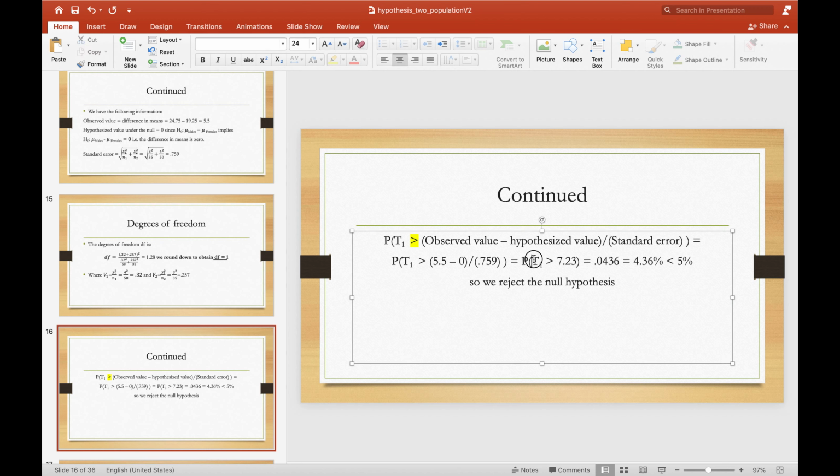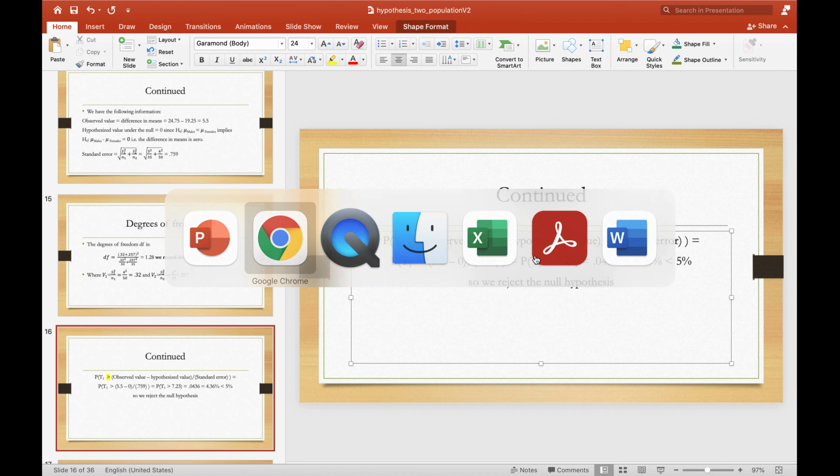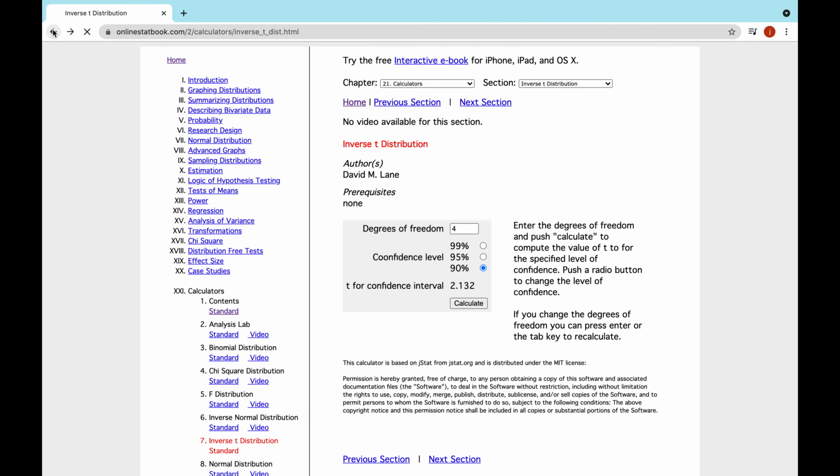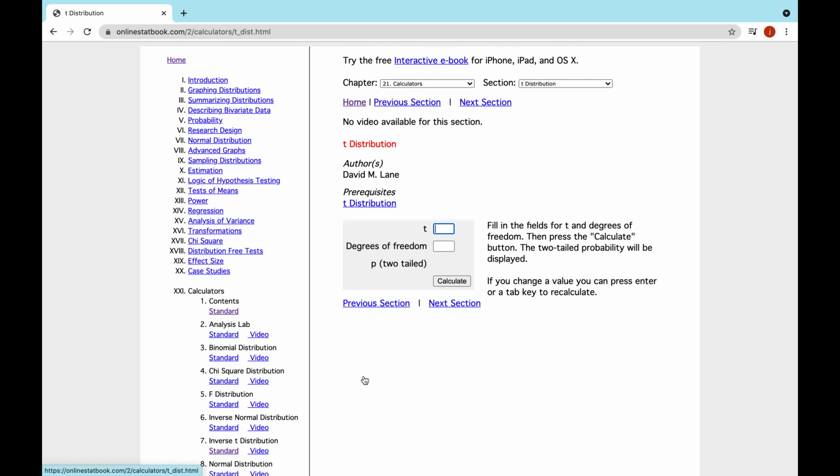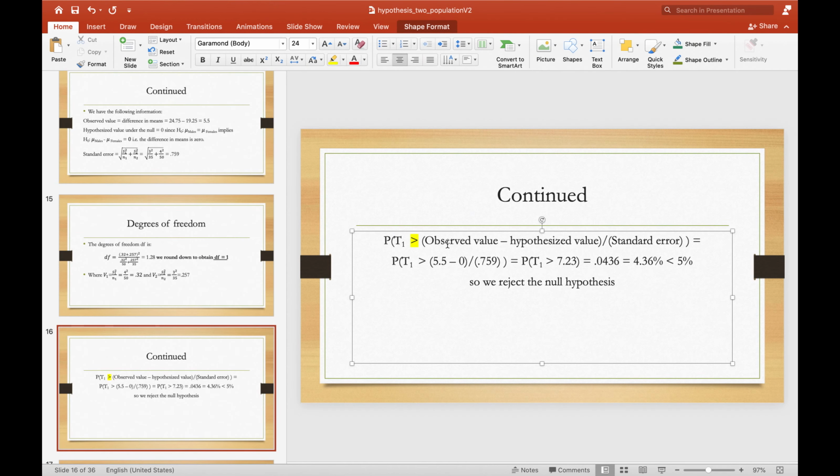Now, if you want to see how to use the p-value method, we'll need to use an online calculator. So we'll go to a t-distribution with 1 degree of freedom. Okay. I'll need to go back.